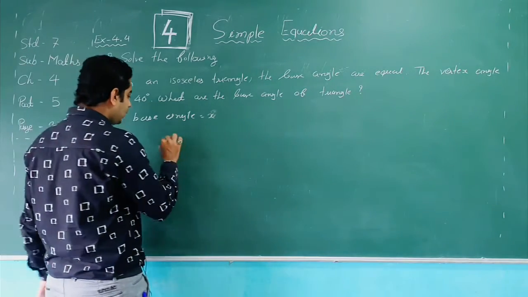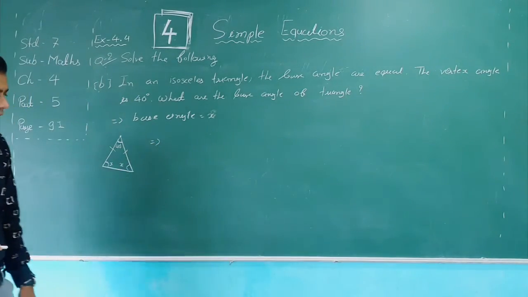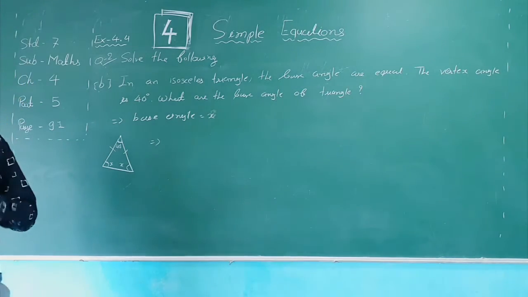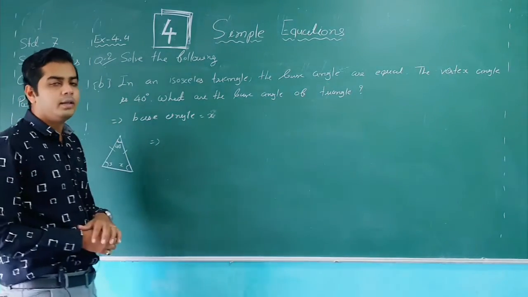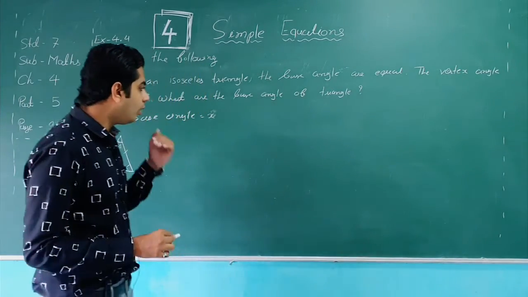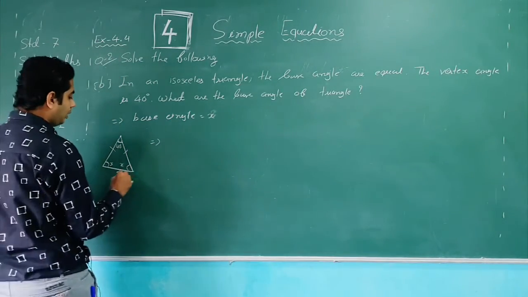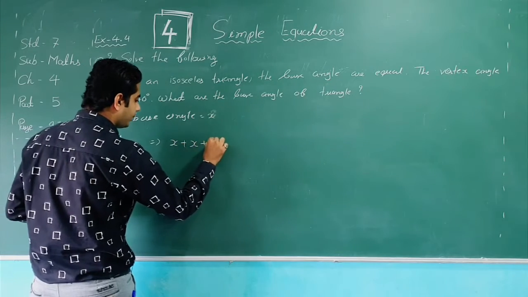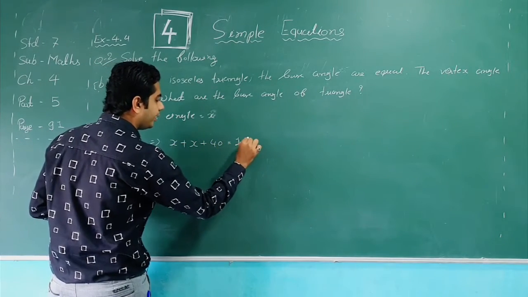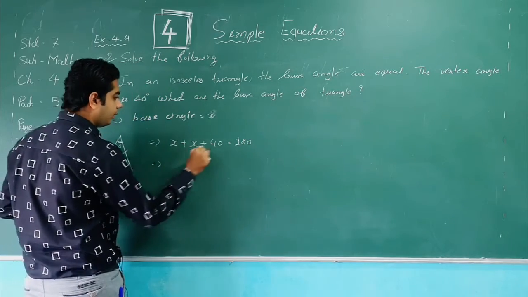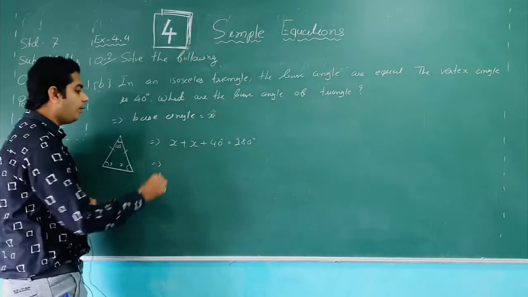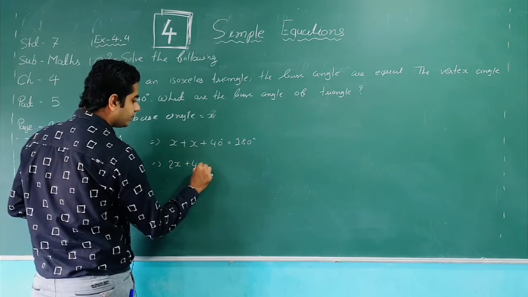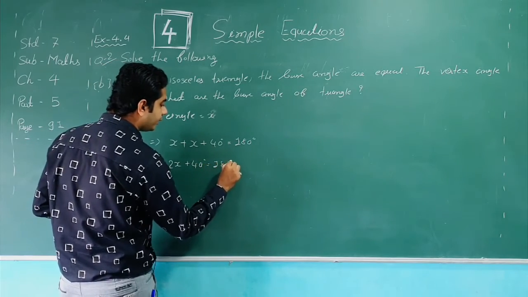Here the third thing you have to understand is that the addition of all three angles is 180 degrees in each and every triangle. Whatever triangle is given, the sum of the three angles is always 180 degrees. So here we have three angles. Add all of them: x plus x plus 40 is equal to 180 degrees. So 2x plus 40 degrees is equal to 180 degrees.